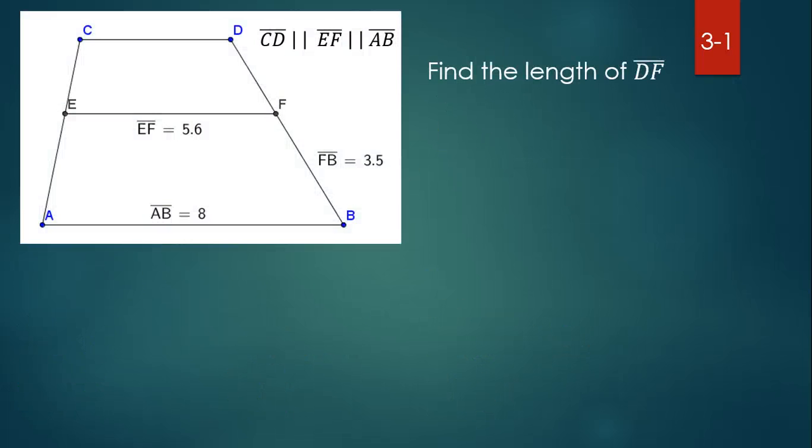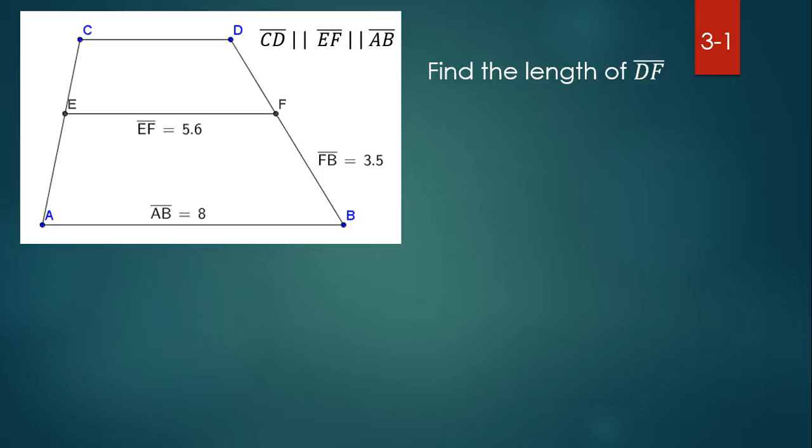Now in this case, we have 3 parallel lines that are cut by 2 transversals. The parallel lines, or parallel line segments, are segments CD, EF, and AB. And the transversals are segment CA and segment DB. We're asked to find the length of segment DF. And you'll notice we've been given the lengths of 3 of the segments in this picture.